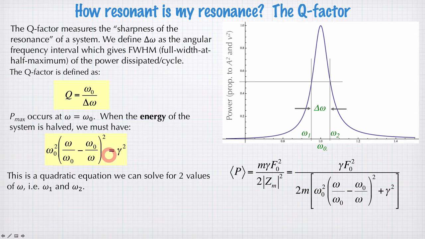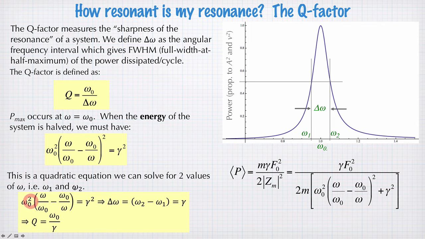So to solve this equation, in fact it's just a quadratic equation, and we find values for omega 1 and omega 2. So we solve it and we find that the difference between omega 1 and omega 2 in fact is given by gamma, which means that the quality factor, Q, is omega naught divided by the damping gamma.